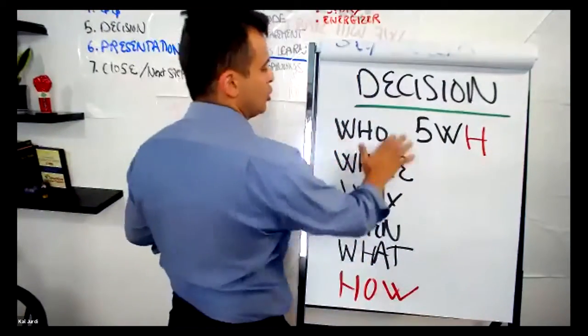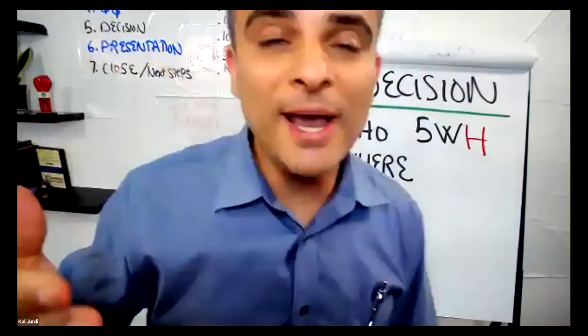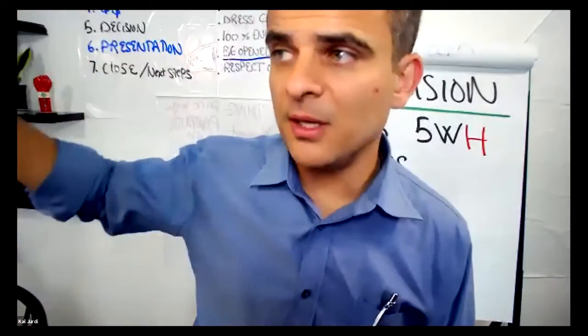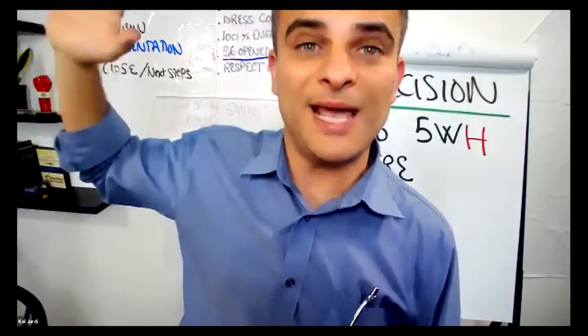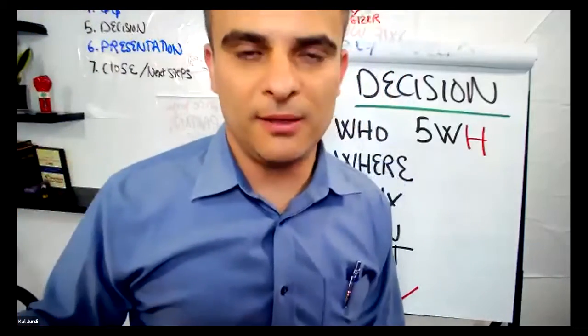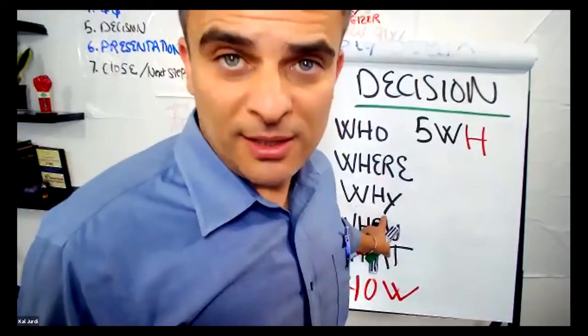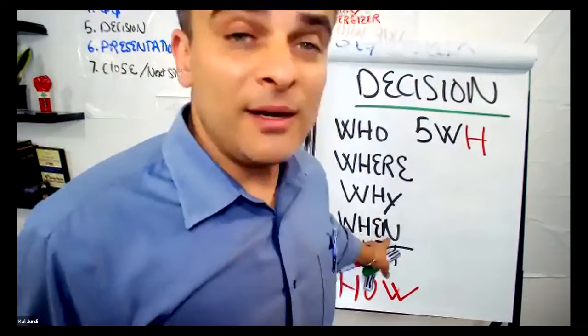So now, who besides you makes decisions? Number one. Number two, where is the decision made? Is it in the main office? Is it in the local office? Is it in the head office? Where is it made? Okay. Why is the decision made this way? Okay. When is it usually made?